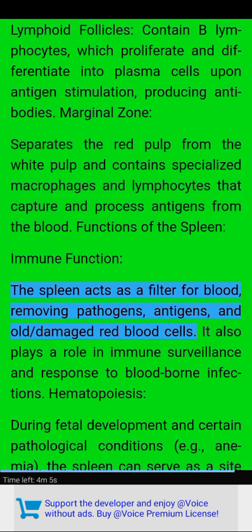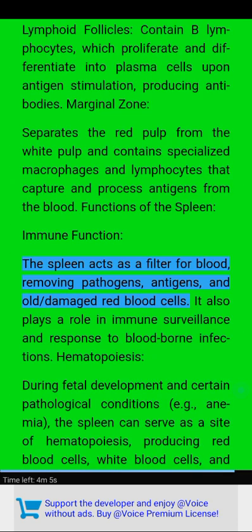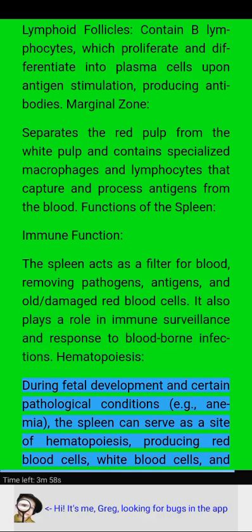Immune function. The spleen acts as a filter for blood, removing pathogens, antigens, and old damaged red blood cells. It also plays a role in immune surveillance in response to bloodborne infections. Hematopoiesis. During fetal development and certain pathological conditions, e.g., anemia, the spleen can serve as a site of hematopoiesis, producing red blood cells, white blood cells, and platelets.